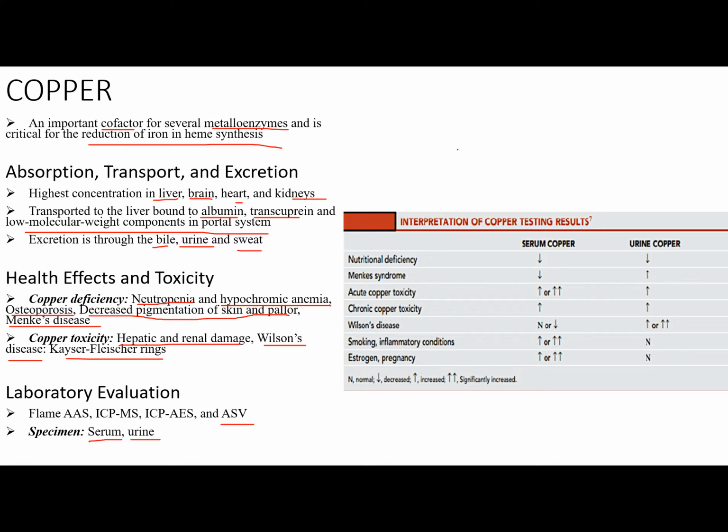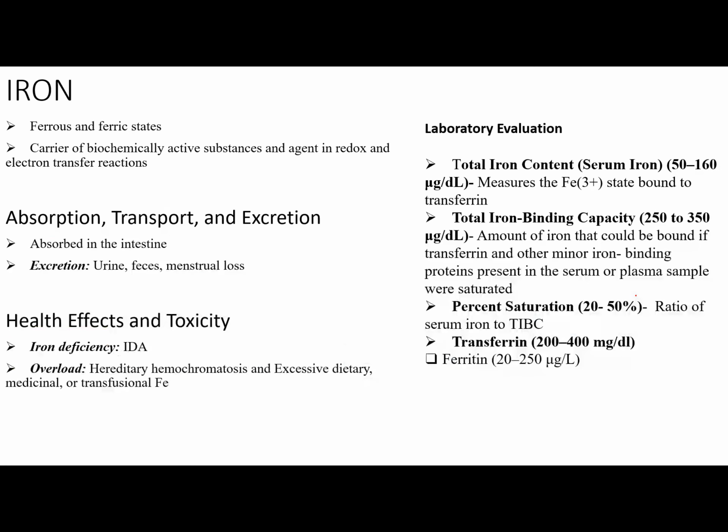Now here's the interpretation of copper testing results. I want you to memorize this. There are two things you need to take note of when it comes to copper: serum copper and urine copper. If you have nutritional deficiency, both serum and urine copper are decreased. So kindly memorize this table. This may come out in your quiz.